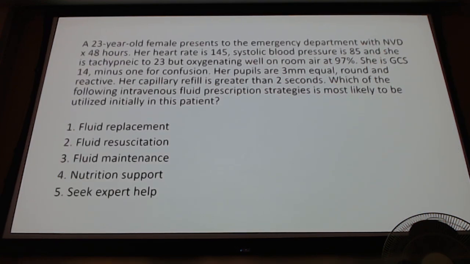Alright. A 23-year-old female presents to the emergency department with nausea, vomiting, diarrhea for 48 hours. Heart rate is 145, systolic blood pressure of 85. She is tachypneic at 23, but is oxygenating well on room air, 97%. Her GCS is 14, minus 1 for confusion. Her pupils are 3 millimeters, equal, round and reactive. Her cap refill is greater than 2 seconds. Which of the following intravenous fluid prescriptions is most likely to be utilized initially in this patient?